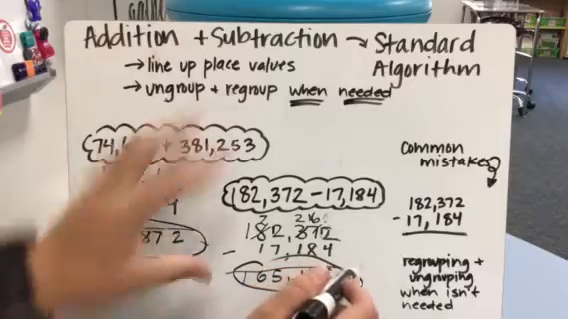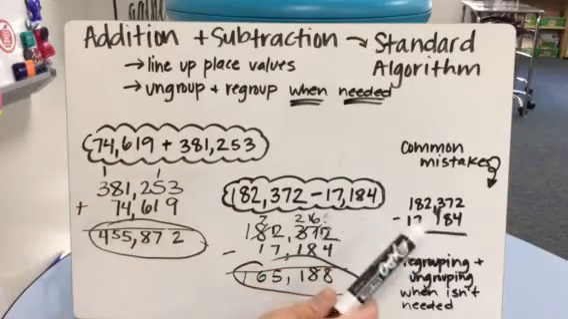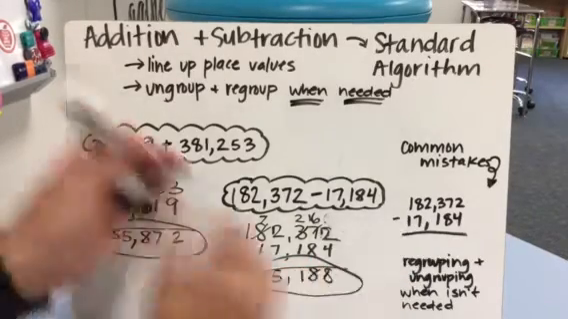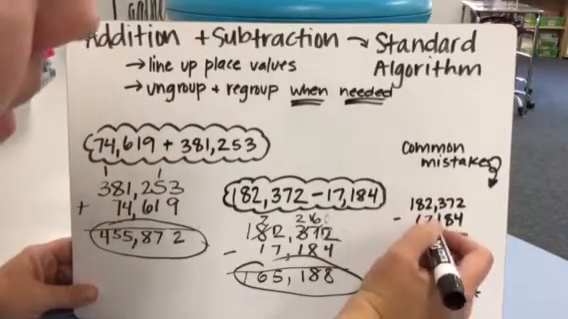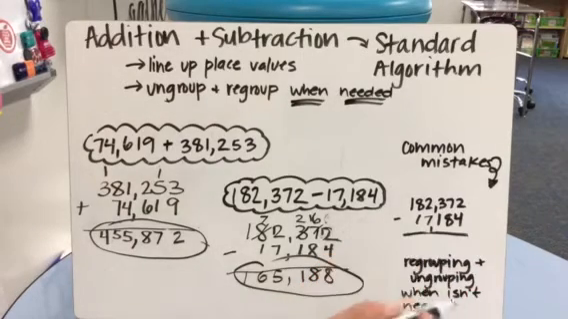All right, so there's that standard algorithm. Watch out for these mistakes. This is not lined up. I need to make sure that I line up my digits. So that's one common mistake. Another one is regrouping and ungrouping when it isn't needed.